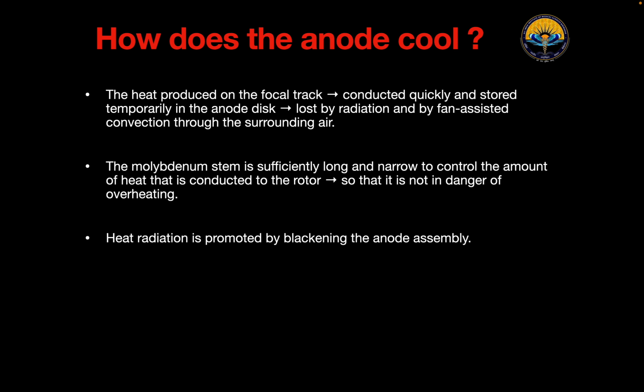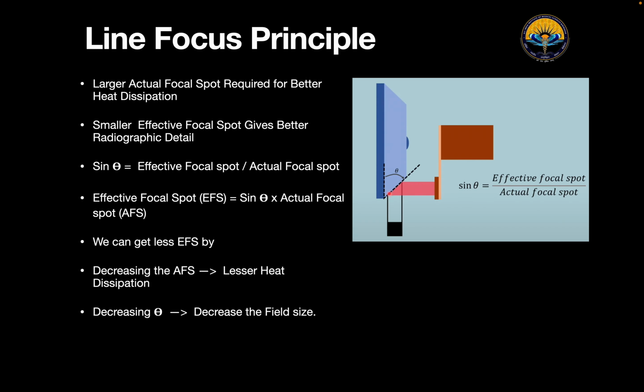But first, we should know how the anode cools. So the anode can cool by conduction, convection, or radiation. But the main mechanism by which the anode cools is radiation. So the main mechanism by which the anode will cool is radiation, but it can also cool by conduction and convection.